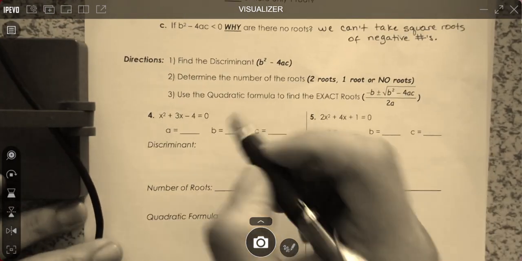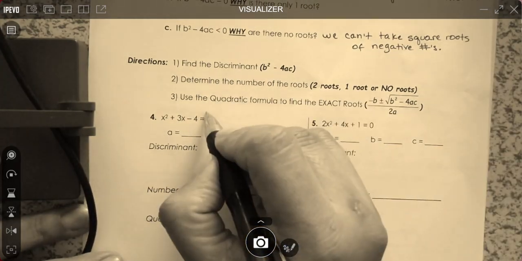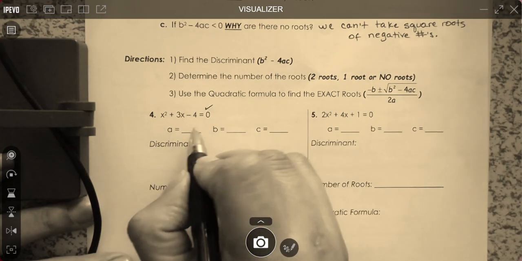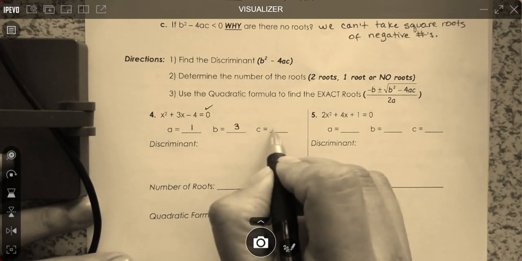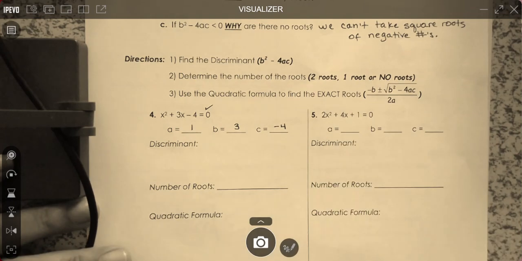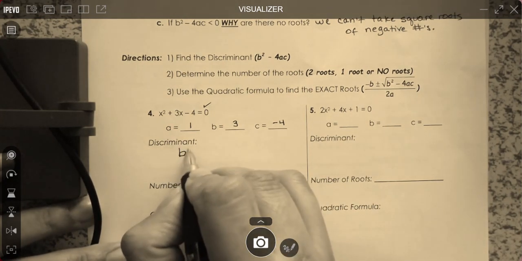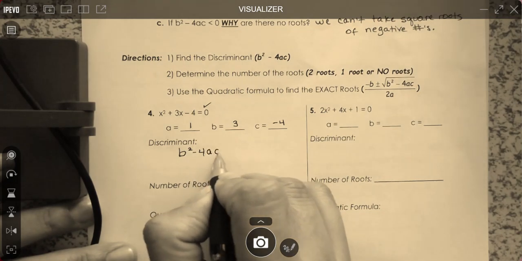All right, please make sure that your function equals 0. And then identify your a, b, and c. And let me know if you have a problem with the 1, the 3, or the -4. All right, so now it's b squared minus 4ac. It's going to substitute in.